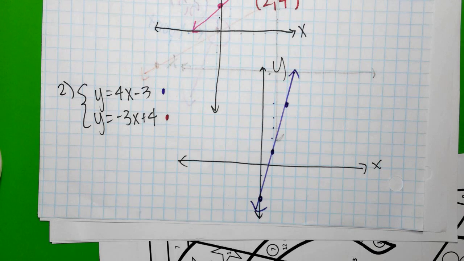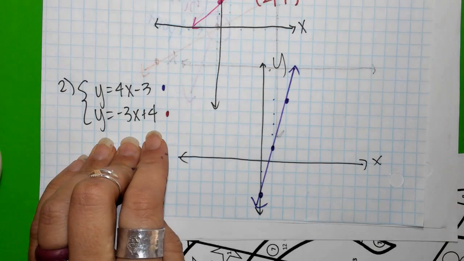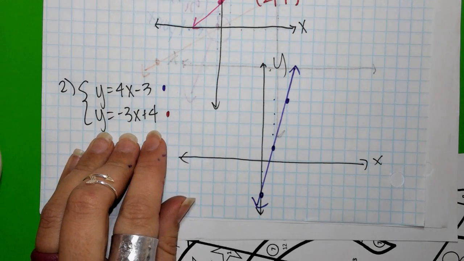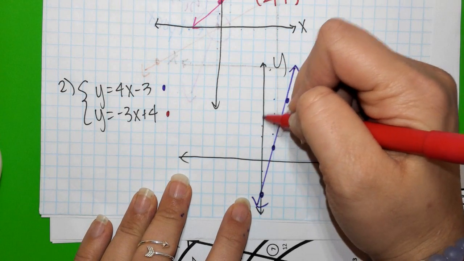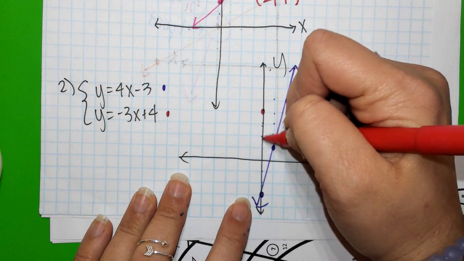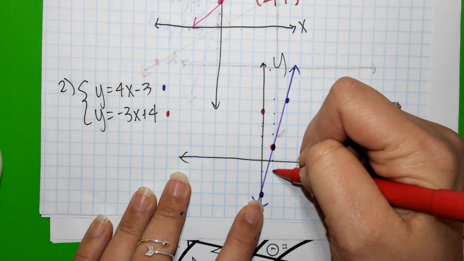Okay, can somebody tell me how we graph this one? Yes, I got it. Graph 4 on the y-axis, and then go down to the right one. Give your team a point.